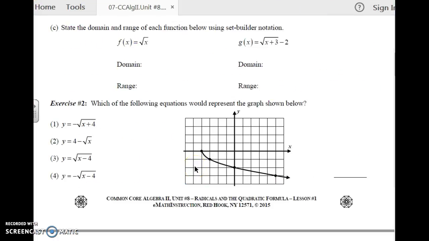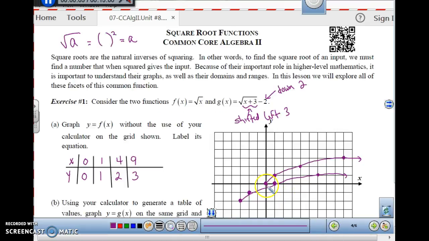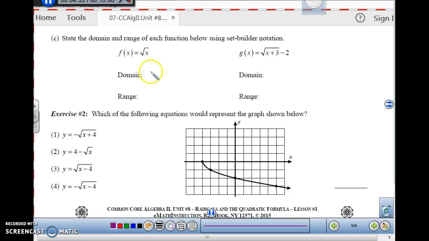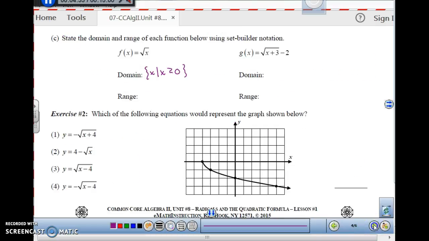Let's state the domain and range of each function below using set builder notation. The domain is the x values for the square root of x. If we box this in, it starts at 0. Does it stop? No, it's going to go on forever. So the domain for this will be the x's such that x is greater than or equal to 0. And the range for this one is also 0, and it goes up indefinitely for the value of y. So it's going to be y such that y is greater than or equal to 0.